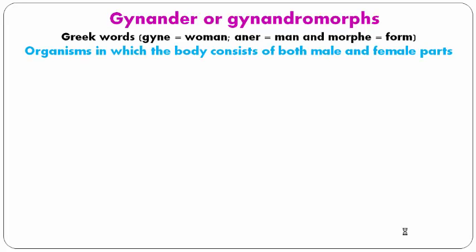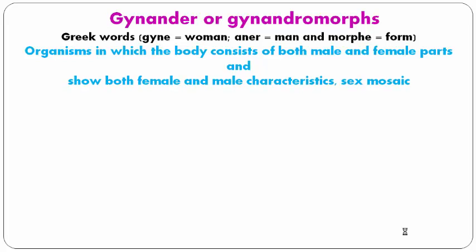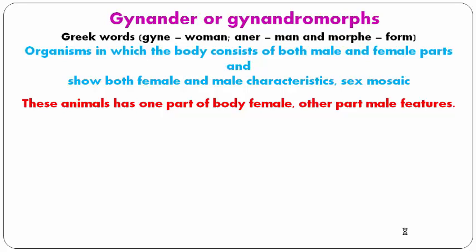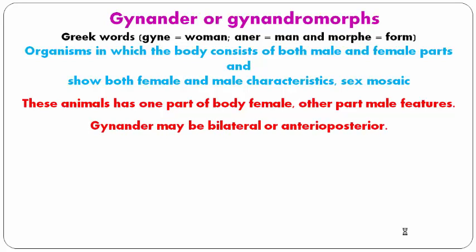Organisms in which the body consists of both male and female parts and show female and male characters are sex mosaics. These animals have one part of the body female and the other part showing male features. Gynanders may be bilateral or anterior-posterior. For example, silkworms, bees, fruit flies, etc.